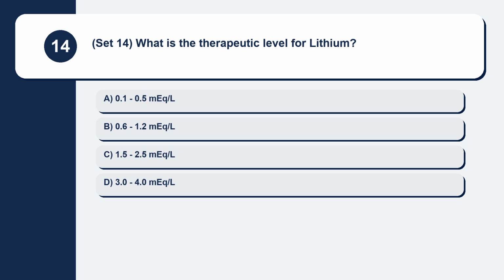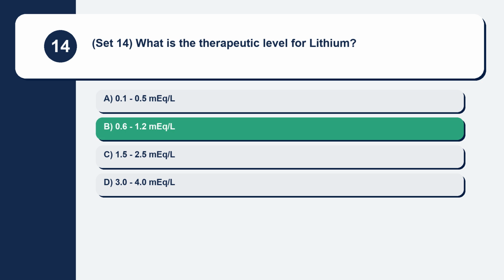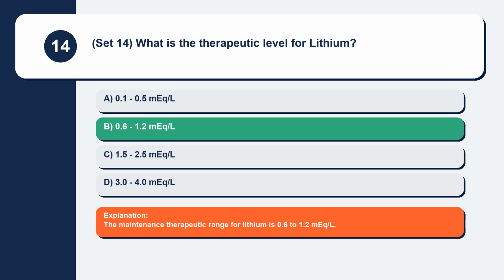Question 14, Set 14. What is the therapeutic level for lithium? 0.1 to 0.5 mEq/L, 0.6 to 1.2 mEq/L, 1.5 to 2.5 mEq/L, 3.0 to 4.0 mEq/L. The maintenance therapeutic range for lithium is 0.6 to 1.2 mEq/L.